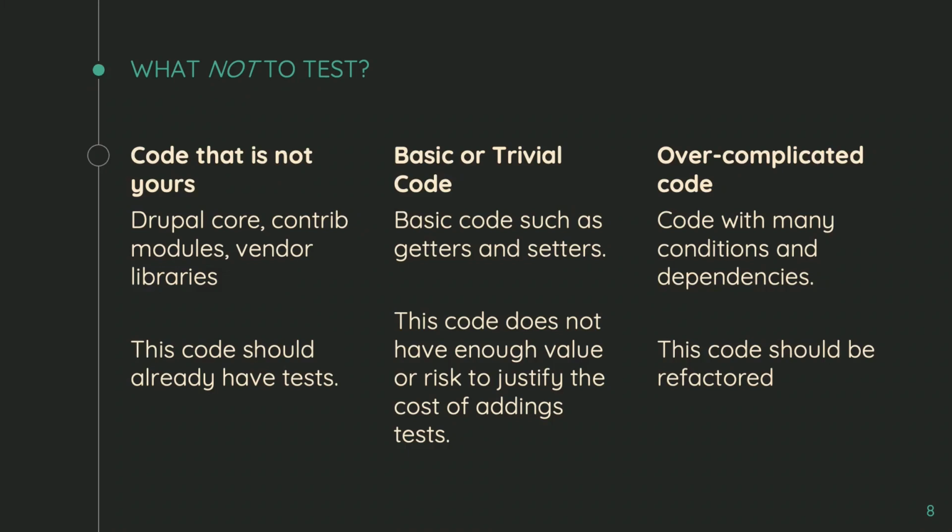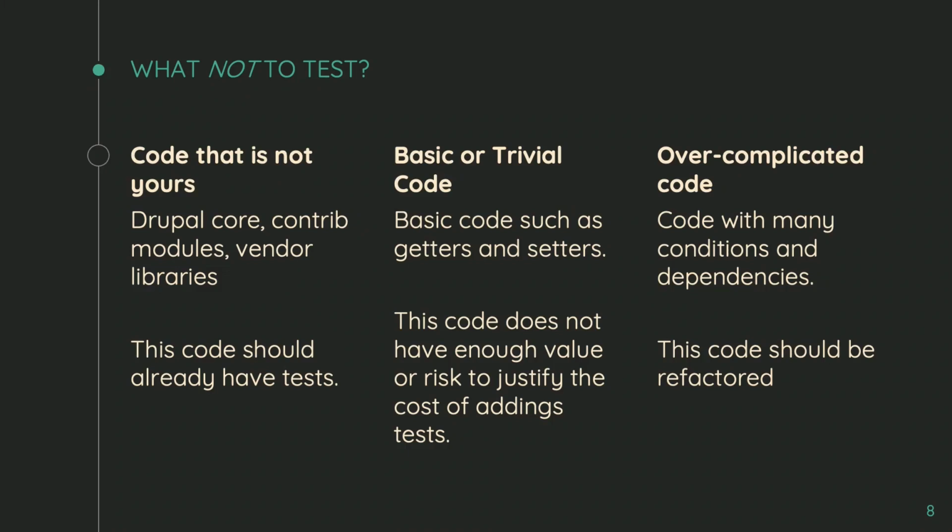And then finally, overcomplicated code. Now, I have a very strict definition of overcomplicated code. It means two things. One, you have a lot of conditions in it. Like, oh, if this, and then this, or if that, if not, but if not this. That's overcomplicated. But also, you have a lot of dependencies. Because now you have a lot of things that are coming in that you have to kind of deal with.